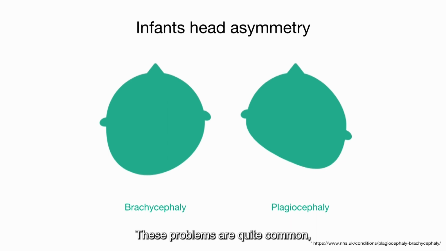These problems are quite common, affecting around 1 in every 5 babies at some point. A young baby's skull is still relatively soft and can change shape if there is constant pressure on a particular part of their head. So, for example, head asymmetry is caused by sleeping regularly in one position.